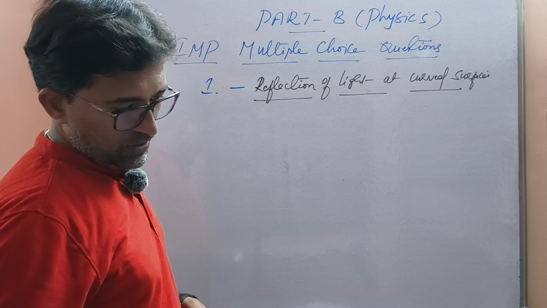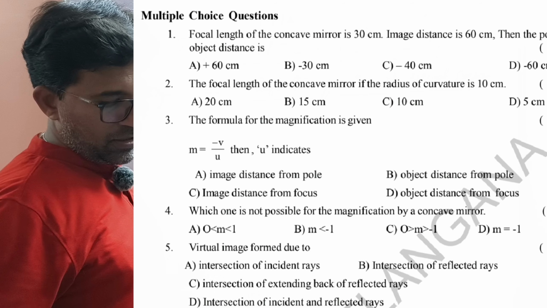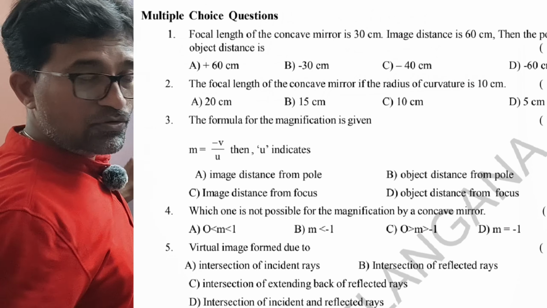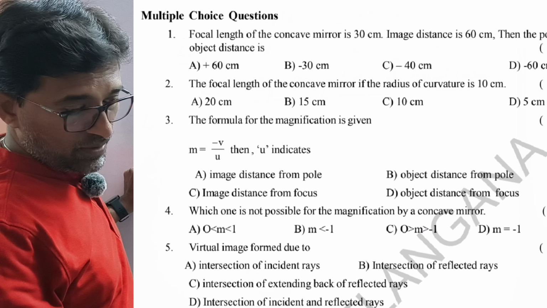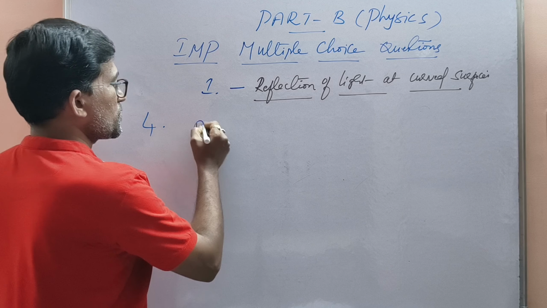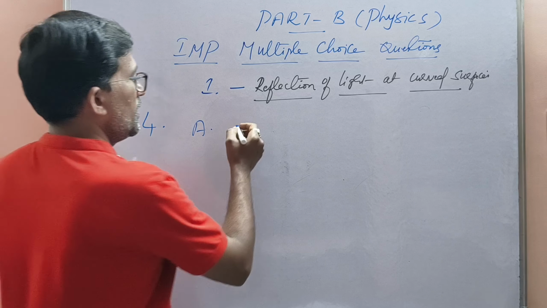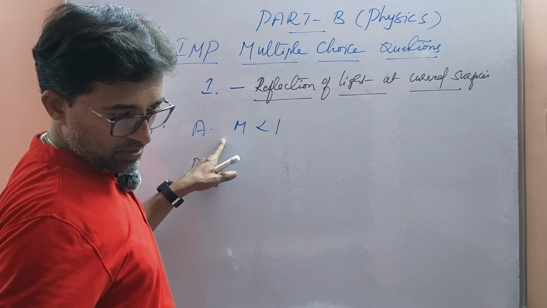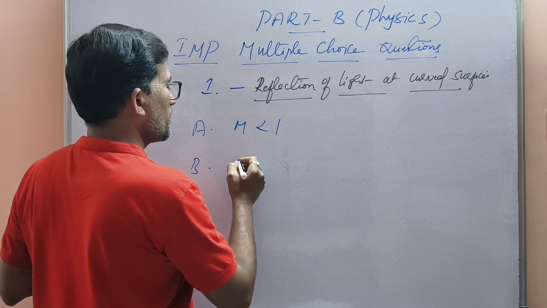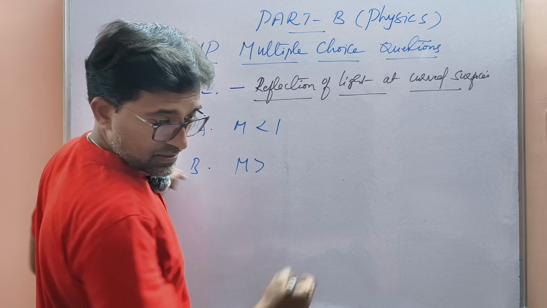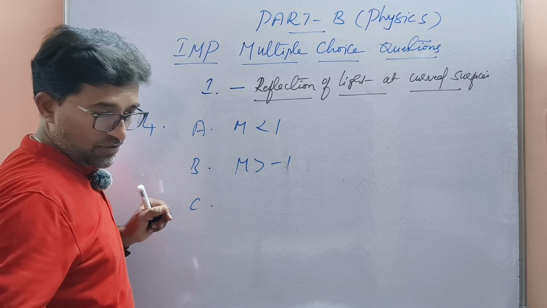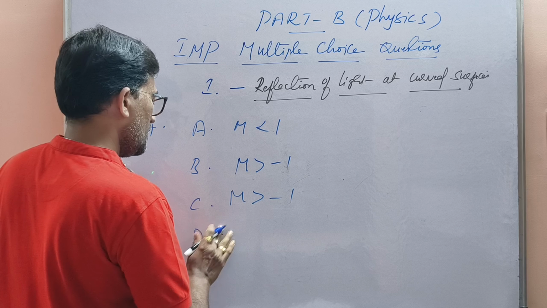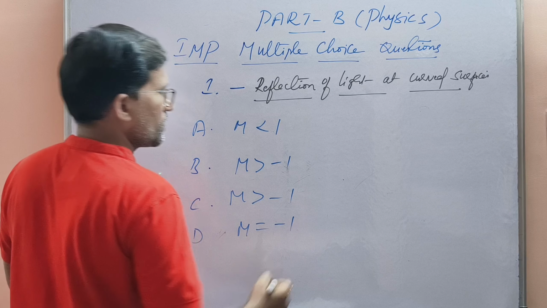Which one is not possible for the magnification by a concave mirror? The fourth question is, see the question, which one among these is not possible for the magnification by a concave mirror? The first option is M is less than 1, B option given is M is greater than minus 1, C option given is M is less than minus 1, and D option is M is equal to minus 1.